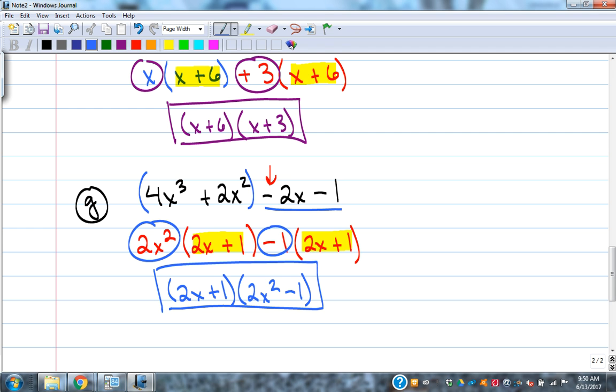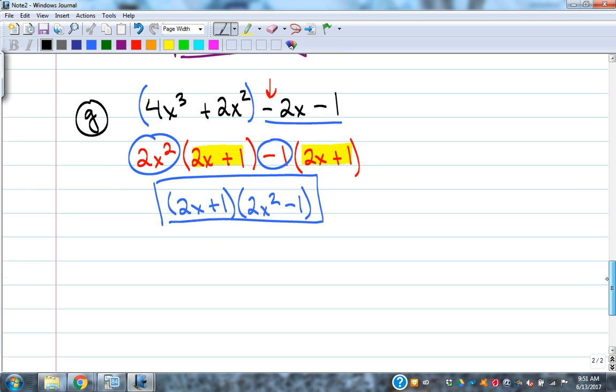And on a test or on a lab, if the answer was flipped, would that make a difference? No, it's the same. If you had 2x squared minus 1 times 2x plus 1, in the other order, then that's the same answer, because multiplication is commutative. So it doesn't matter what order you write those two parentheses in, as long as the parentheses are those. Those are your factors.